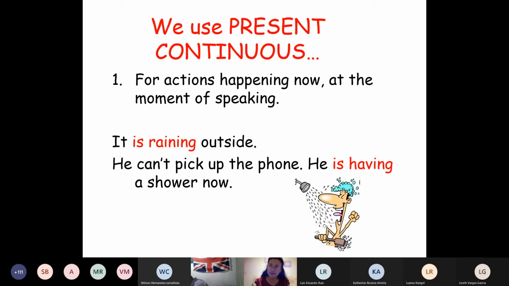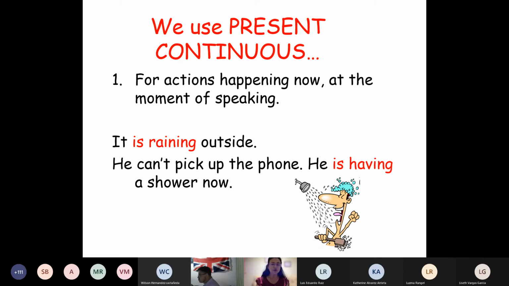So, and remember, the present simple is not for actions that are happening at the moment of speaking. The present simple is for daily routines, for general truths, when you are talking about schedules, or you are talking about your daily routines, your hobbies, your likes, your personal information, okay? And the present continuous is for actions that are happening at the moment.